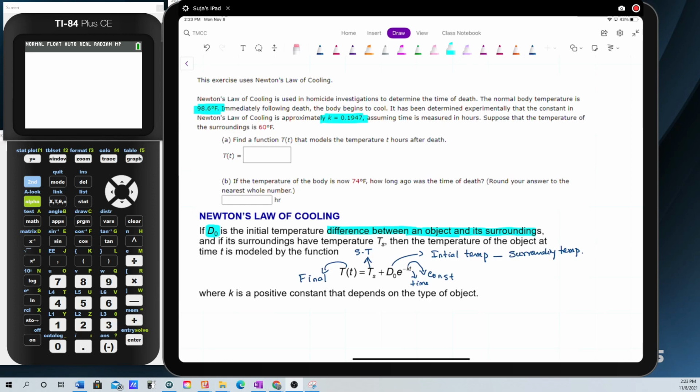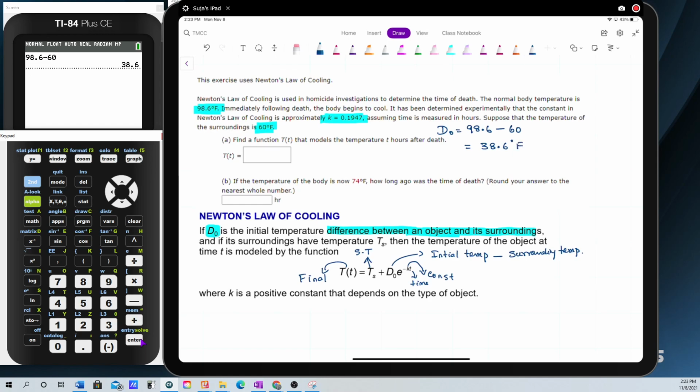Assuming time is measured in hours, suppose that the temperature of the surrounding is 60 degrees Fahrenheit. What is the model? So here I don't have to find k, but what I need to know is what the D0 value is. The D0 is the initial temperature, which is 98.6, minus the surrounding temperature, which is 60 degrees. So D0 should be 98.6 minus 60, which gives me 38.6 degrees Fahrenheit.